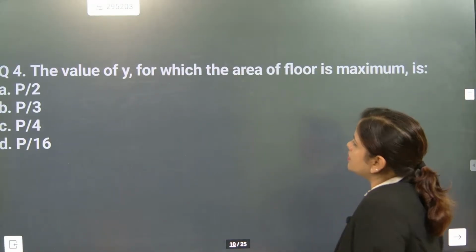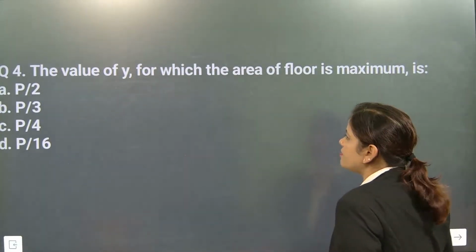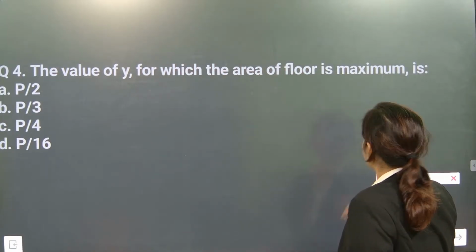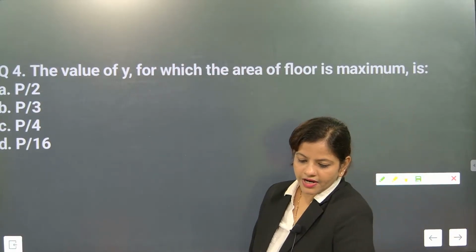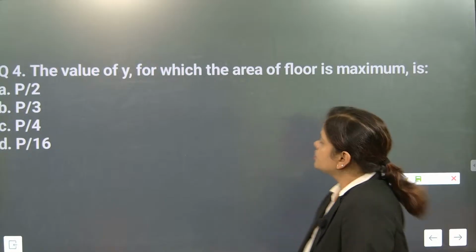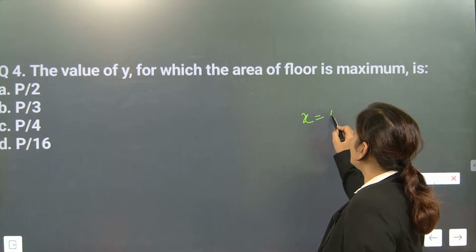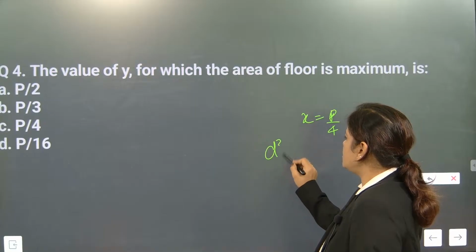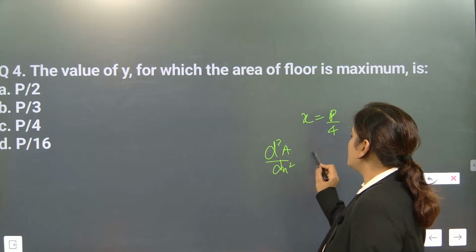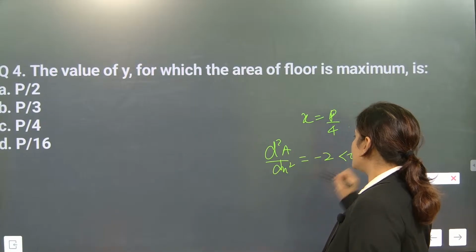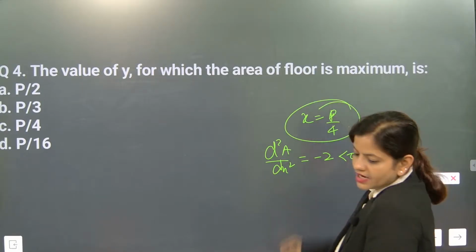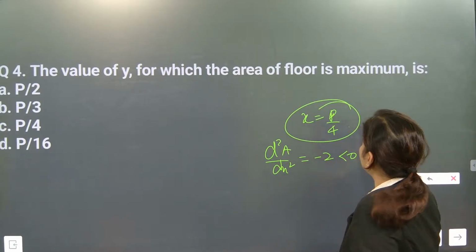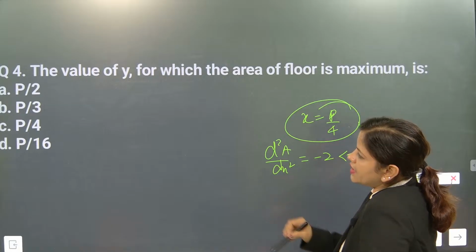Yesterday only we solved this question, in the online class. Now x will be equal to p by 4. After solving, d2A by dx square is coming as minus 2, which is less than 0. So we get the maximum value at x equal to p by 4. Now we have to do only one work: substitute this value in any one of the equations.